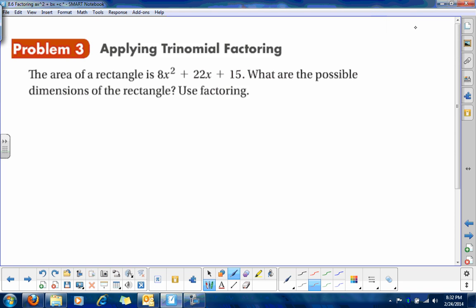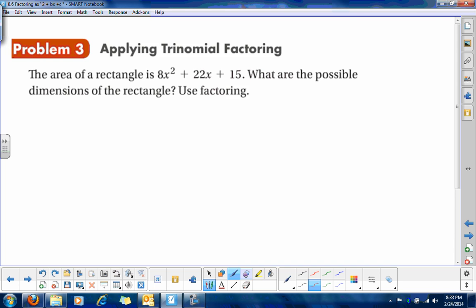All right, in problem 3, we are applying trinomial factoring, which means you've got a word problem, but this is not really that much of a word problem. So let's see here. This says the area of a rectangle is 8x squared plus 22x plus 15. What are the possible dimensions of the rectangle? And we want to use some factoring.